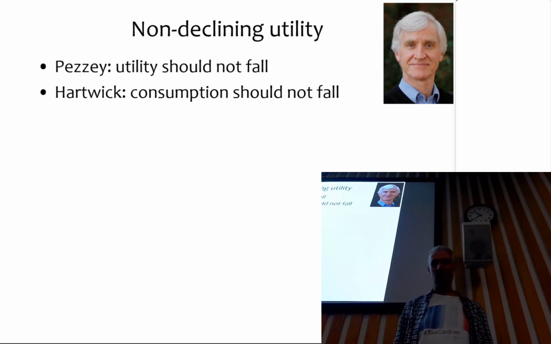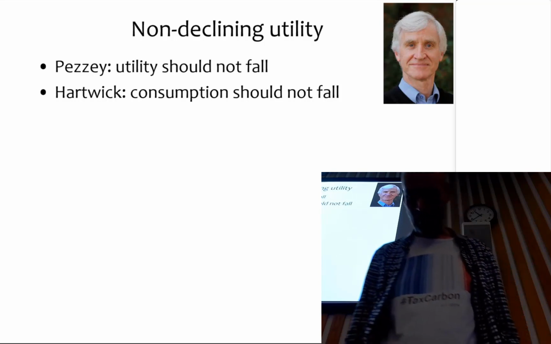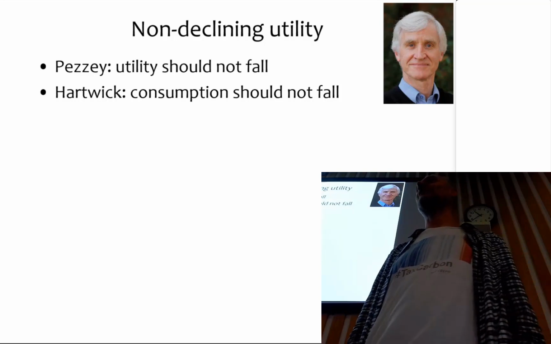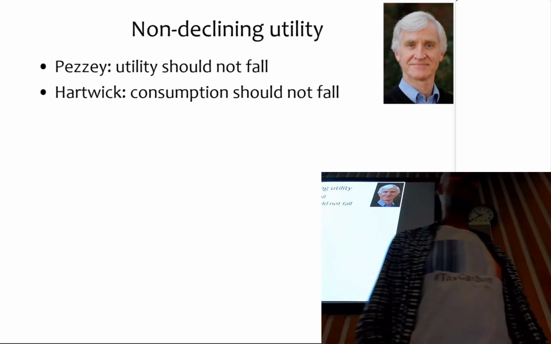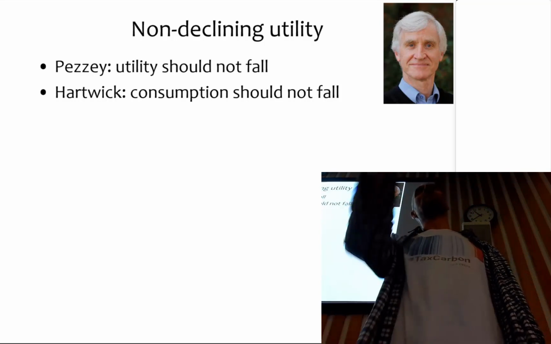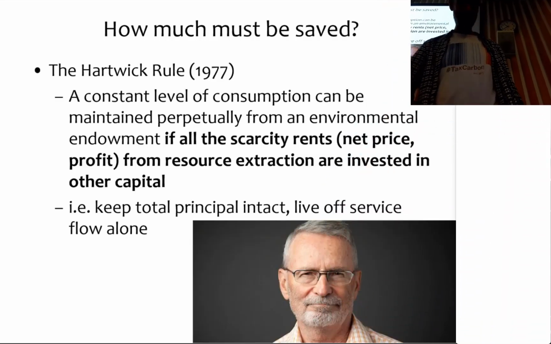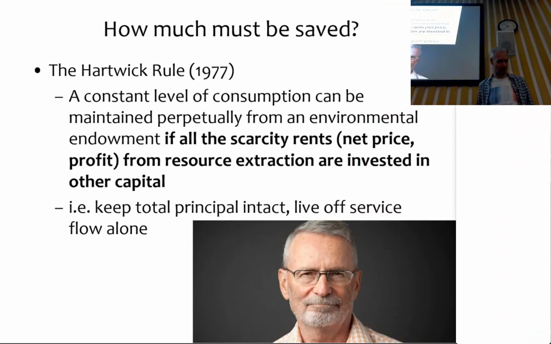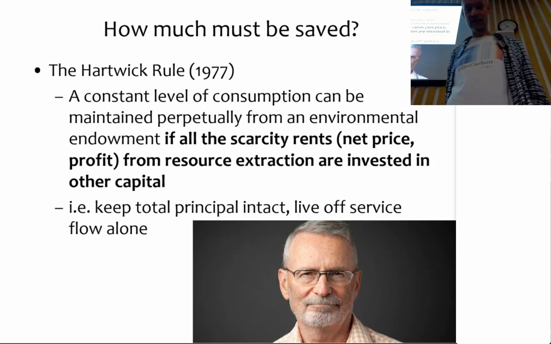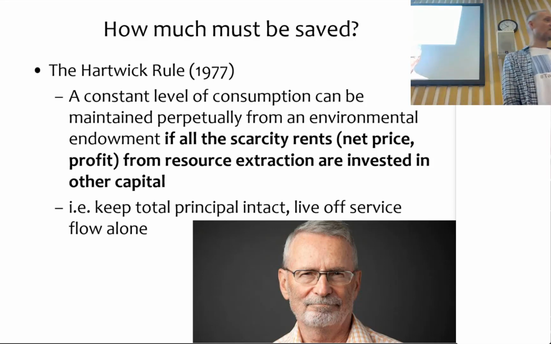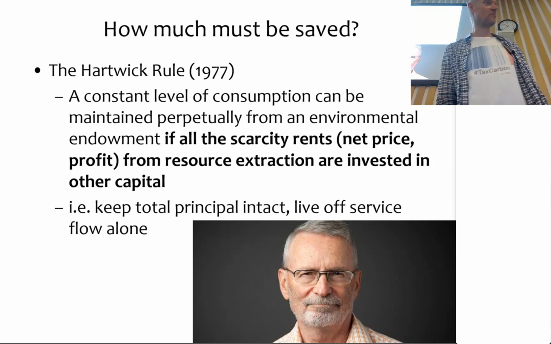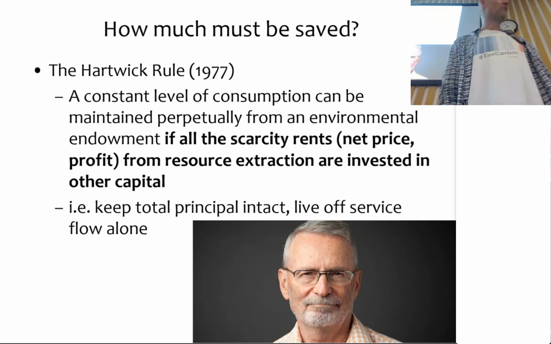Now, Hartwick argued, yeah, but utility is actually a fairly elusive concept. So perhaps we should not focus so much on utils, but we should just focus on consumption. And that led him, John Hartwick, to formulate the Hartwick Rule, which, as you can see, precedes the Brundtland definition. Essentially, the Hartwick Rule says that a constant level of consumption can be maintained perpetually from an environmental endowment if all scarcity rents, net price and profit from resource extraction, are invested in other capital.